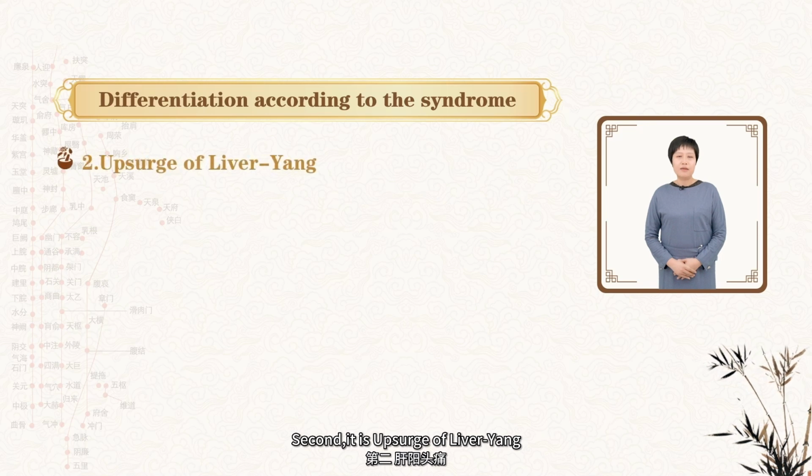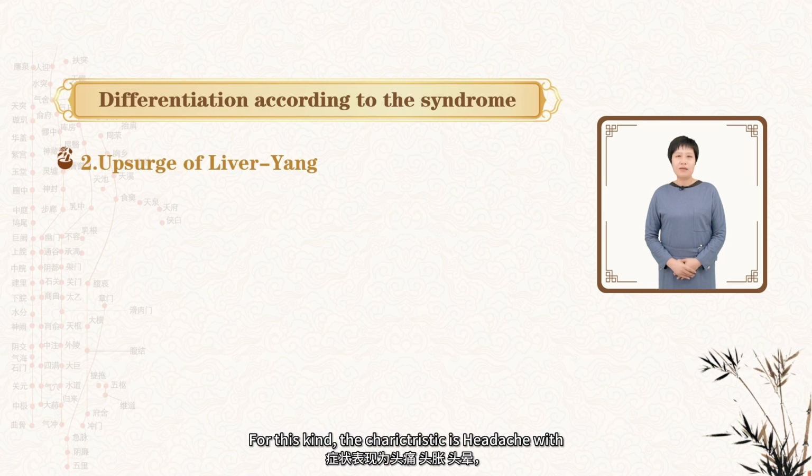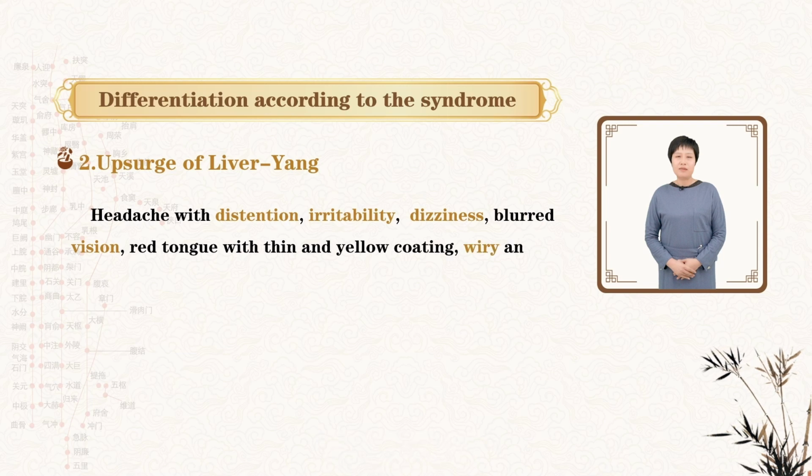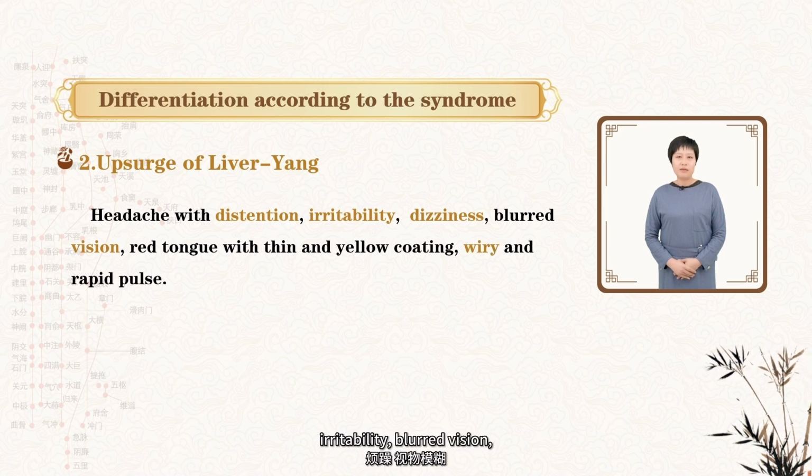Second, it's upsurging of liver yang. For this kind, the characteristics are headache with head distension, dizziness, irritability, blurred vision, red tongue with thin and yellow coating, wiry and rapid pulse.